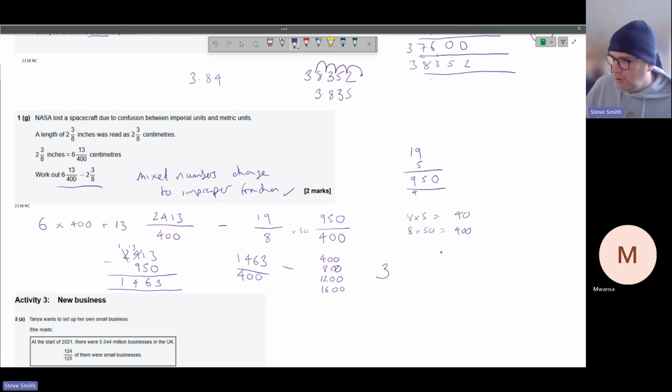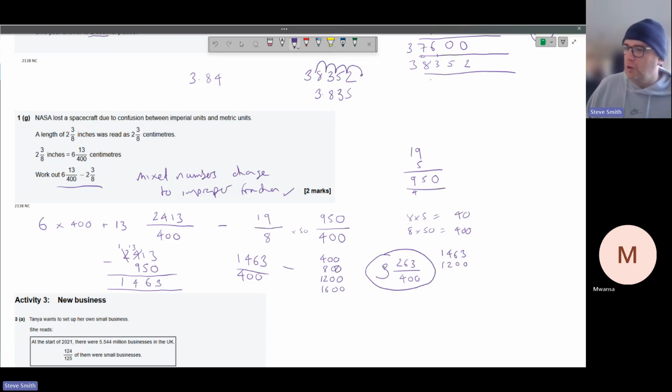So if we go over here and look at it, we should be able to do it without doing the full takeaway. 263, yeah, absolutely. 2, 6, 3, 400 pieces of pizza. Okay, so we've got 3 full ones and my brain's not working now. 3 full ones and 263 pieces of pizza, and it's 400ths. So that's the answer. We've put it back into a mixed fraction, a mixed number. We've got the full ones and the parts.